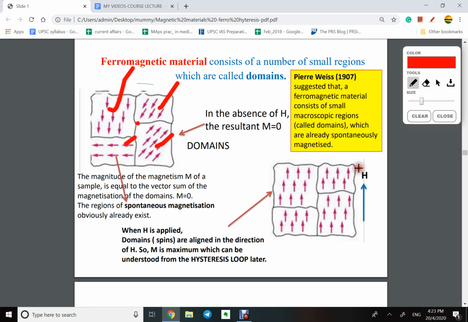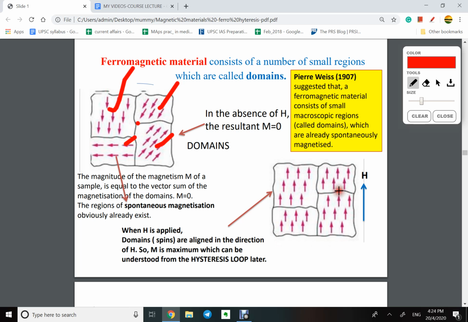This happens for a very high magnetic field. When the magnetic field is low, a slight disturbance in the direction of the spin occurs. If you keep on increasing the external magnetic field, the rotation of the spin changes, and finally all the spins may align themselves in the direction of H.